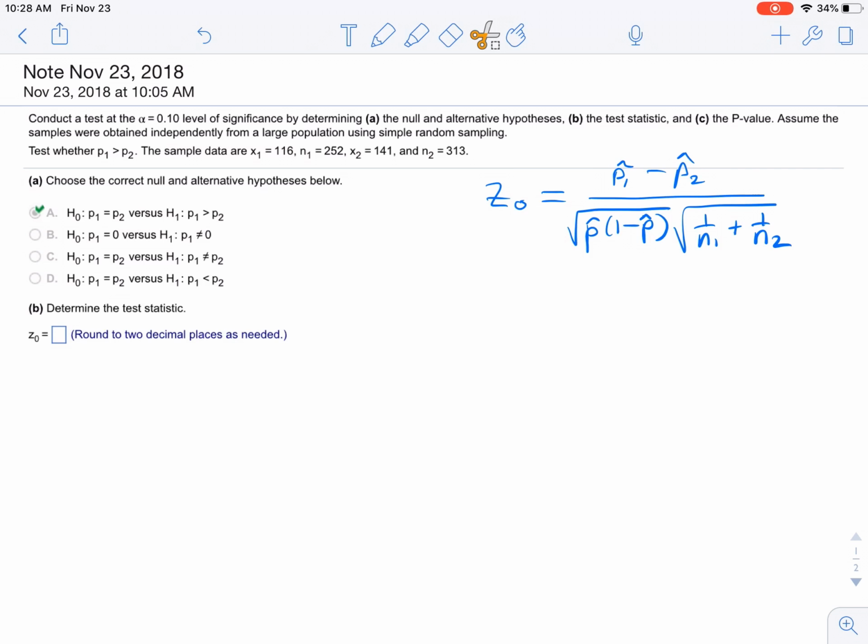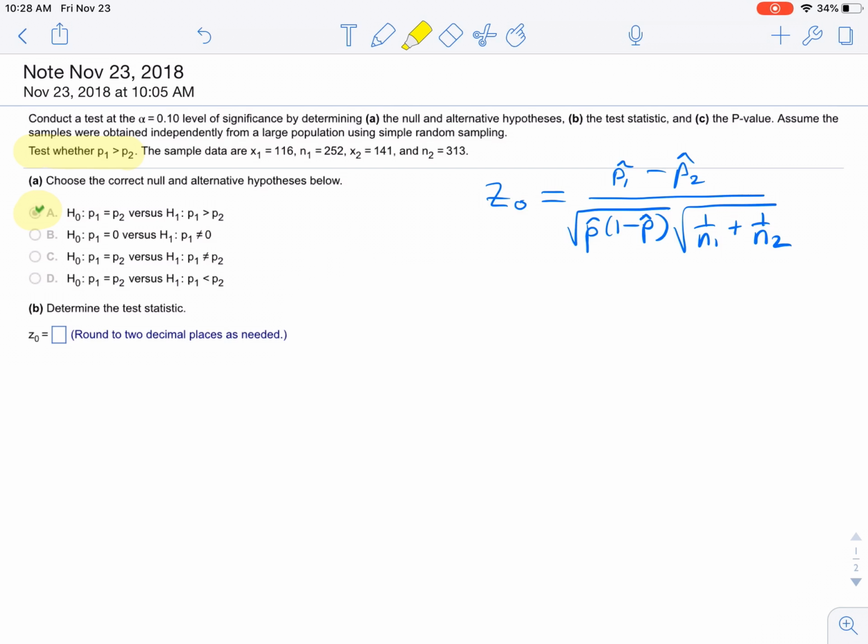All right, so we have a hypothesis test dealing with the proportion. We know it's the proportion. It says test whether P1 is greater than P2, with the 0.01 level of significance. And part A would be the answer for this one. Our null hypothesis is always P1 equals P2. Our alternative should be P1 greater than P2. It's a right tail test.